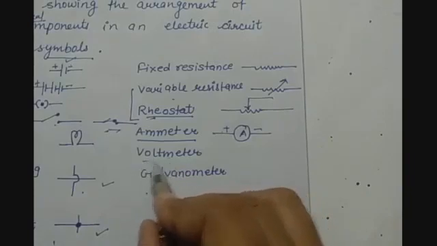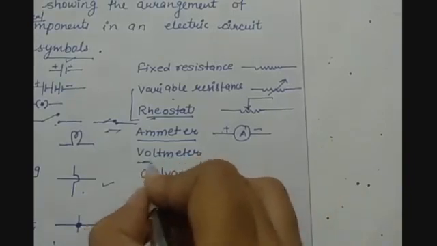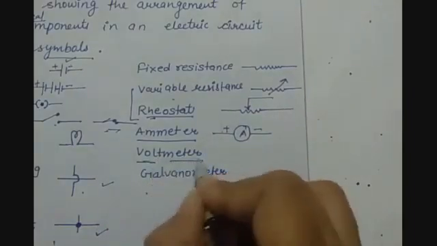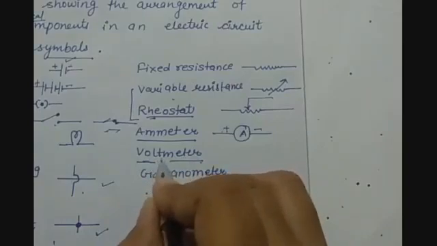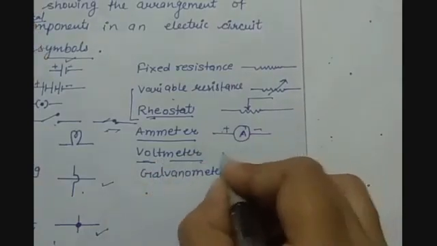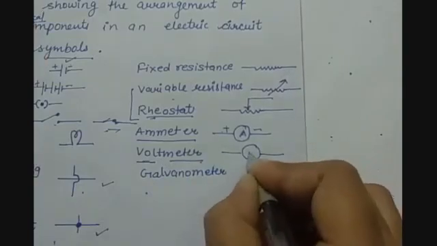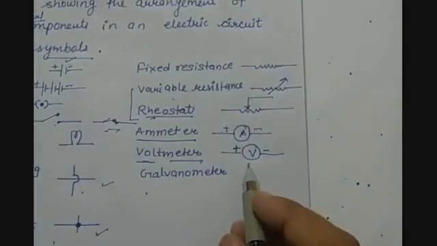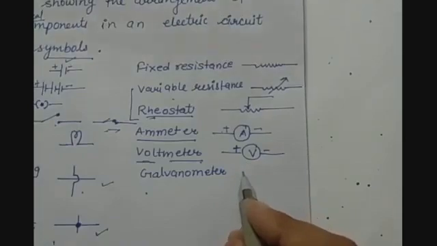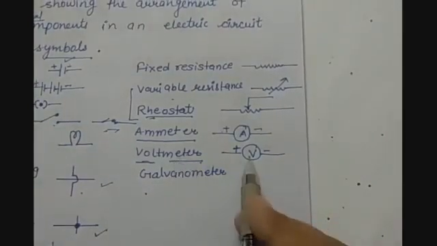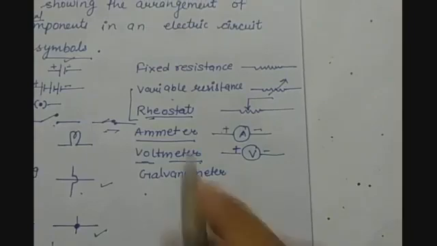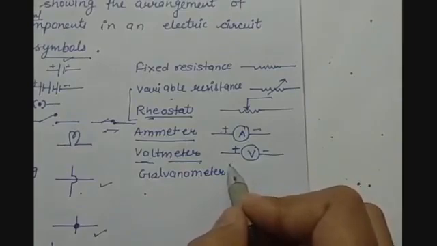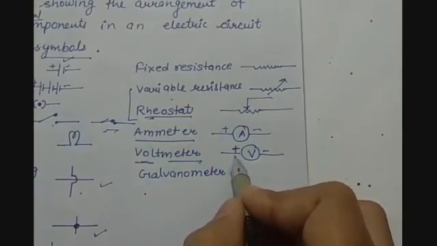Then we have the voltmeter. A voltmeter is the device to measure the voltage, that is, the potential difference. It has this symbol. It is always connected in parallel with the electrical components to measure the potential difference, because potential difference has to be measured at two points, the two ends of the conductor. That is why it is connected in parallel.